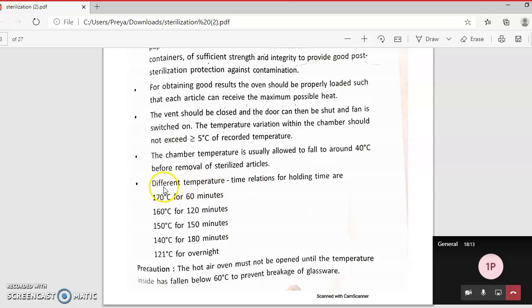Now, the different temperature-time relationships for holding time. This is very important, you have to remember this. Depending upon your time limit you have to select the temperature. Suppose you have only 60 minutes, then go for 170 degrees for 60 minutes. Suppose your product is sufficiently sensitive to temperature, then you can go for 140 degrees for 180 minutes, otherwise 121 degrees overnight, right? So you have to be clear about the selection of the time and temperature relationship.